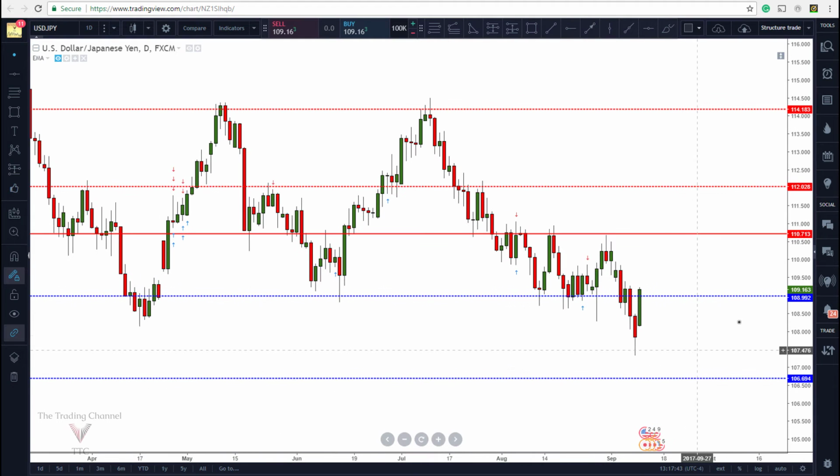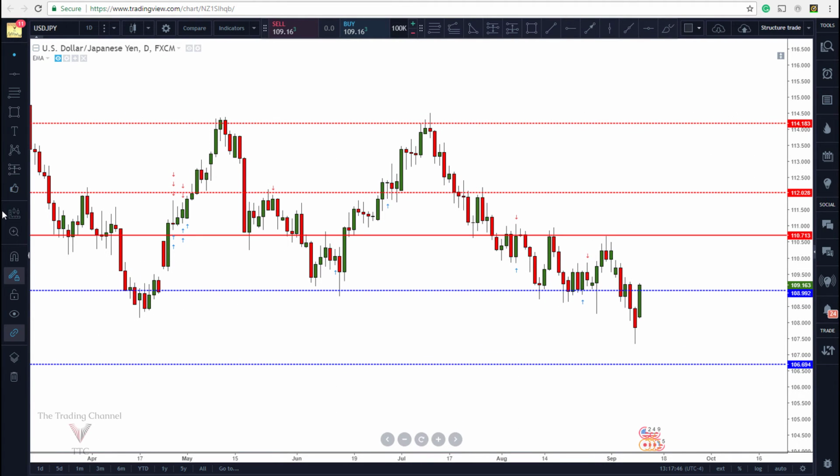Let's go ahead and talk about some other levels that we'll be paying attention to for trading opportunities. So if this market continues up past our zone, the next level we'll be looking at for resistance is 110.71.